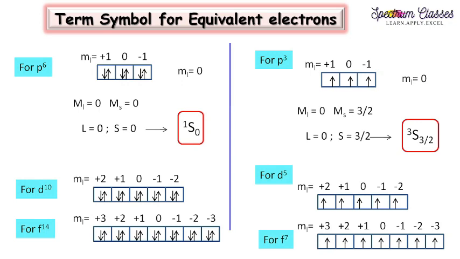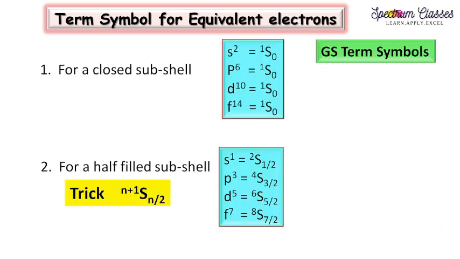So probably you are guessing the trick. Here I am showing you the trick. So the trick is n plus 1 S n by 2 for the half-filled, right? N is the number of electrons here. So for 1 electron, 1 plus 1 is 2, S n by 2, so 1 by 2. This is n, right? P3: n plus 1 is 4, n by 2. Here this is J and S is the term. D5: 6S 5 by 2, F7: 8S 7 by 2. So this is how you can predict the term symbol for half-filled subshells.